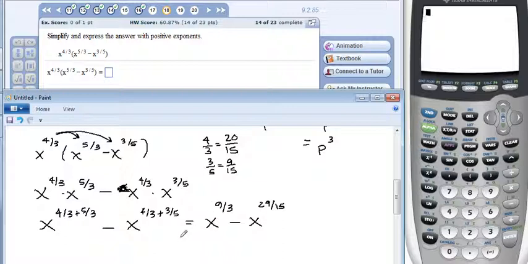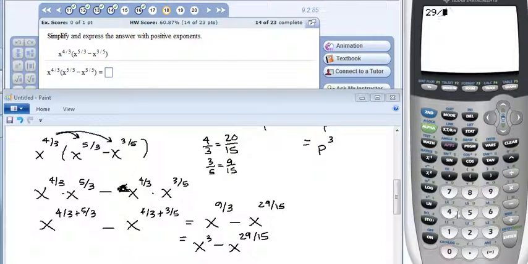Okay, this is a 3. 9 divided by 3 is 3. And we can't do anything with the 29 15ths, I don't believe. You can always check that out. 29 15ths. Math, enter, enter. Nope. Stays at 29 15ths.